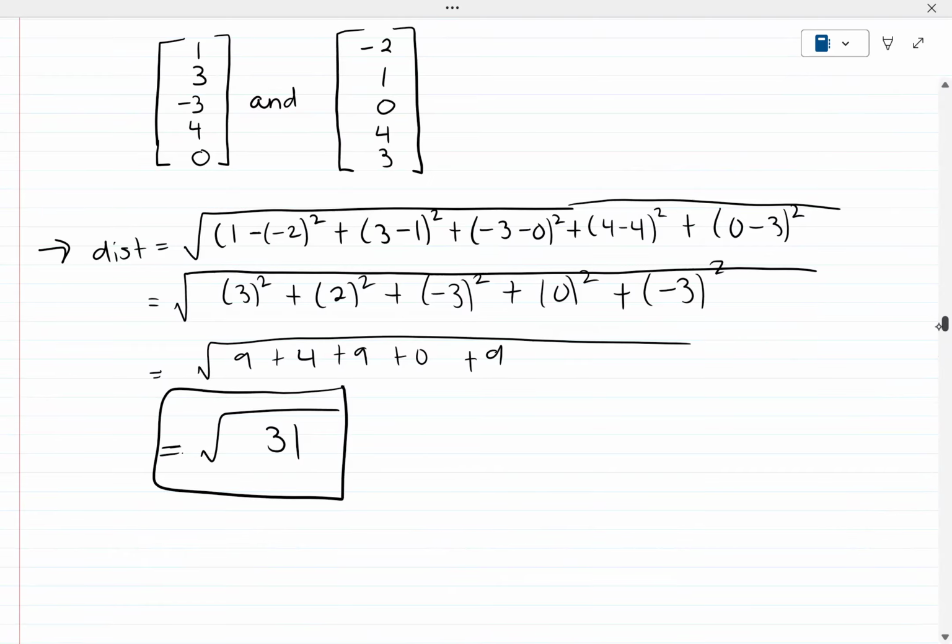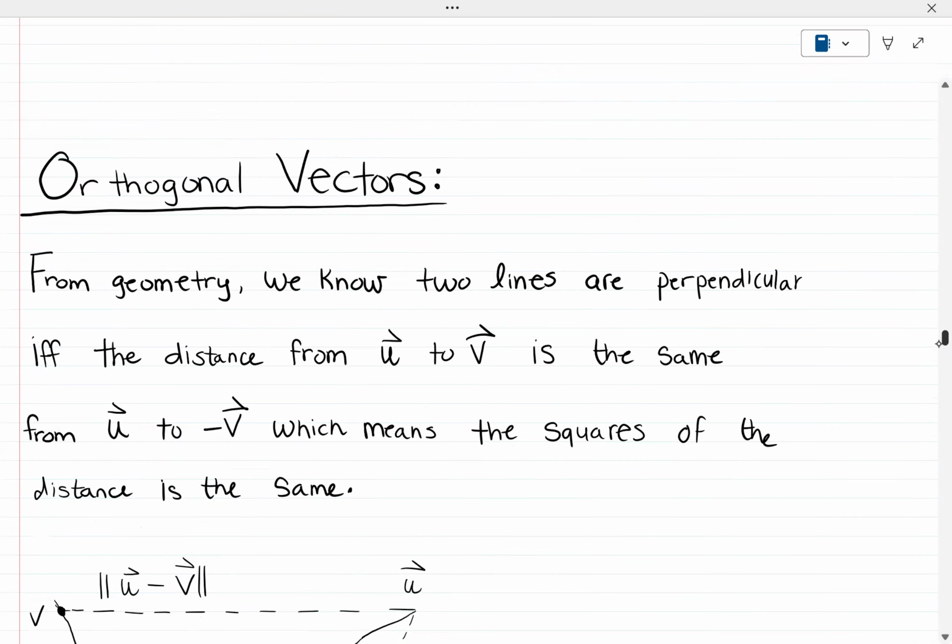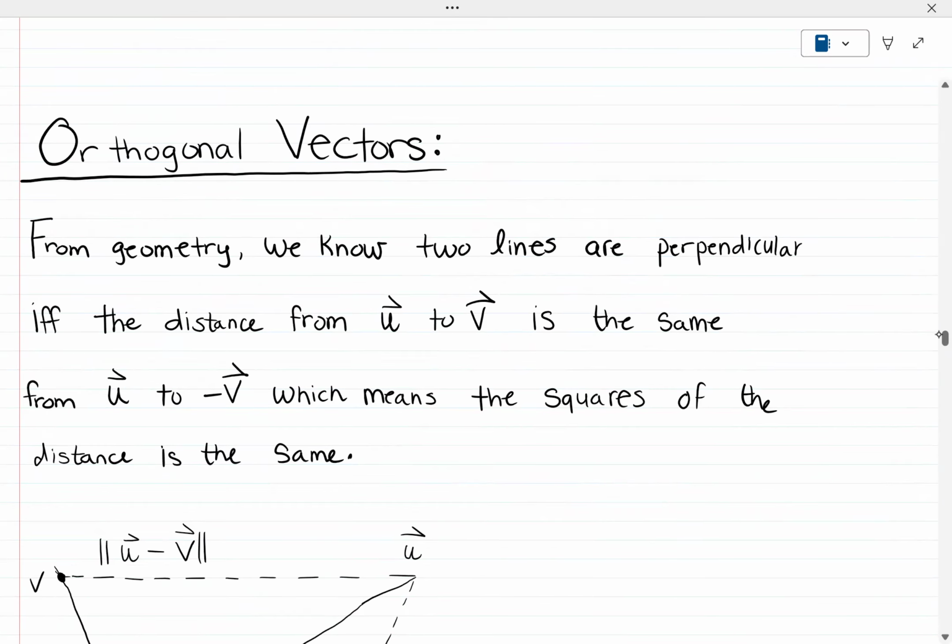Okay, so let's move on. Orthogonal vectors. Let's talk about orthogonal vectors from geometry. From geometry, we know that two lines are perpendicular if and only if the distance from vector u to v is the same as the distance from vector u to minus v, which means that the squares of the distance are the same.